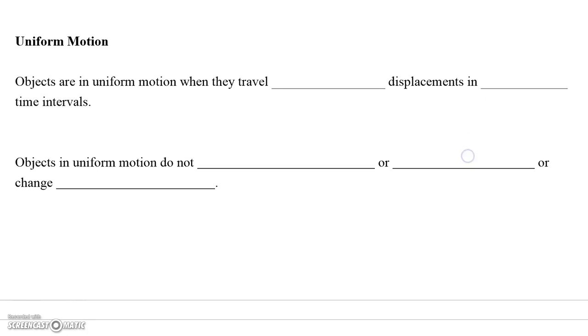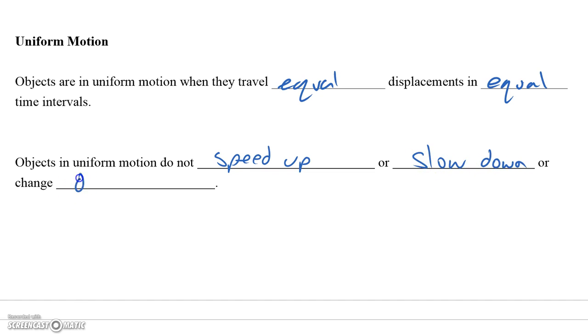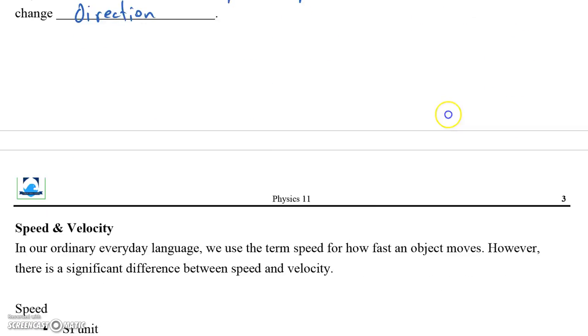Let's talk about uniform motion. Objects in uniform motion travel equal displacements in equal time. Objects that are in uniform motion don't do 3 things: speed up, slow down, or change direction. The change direction part we'll get into a little bit later, but most of the time we are dealing with speeding up or slowing down when we talk about acceleration. And that will be after a couple of days from now.